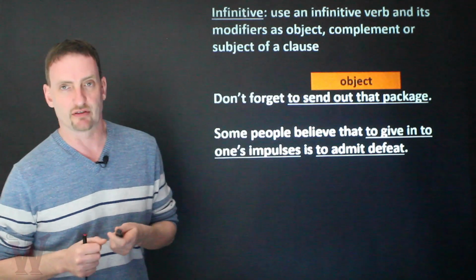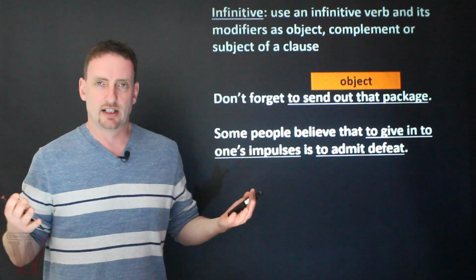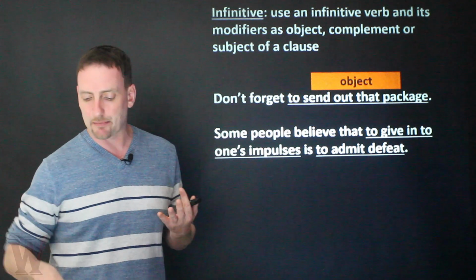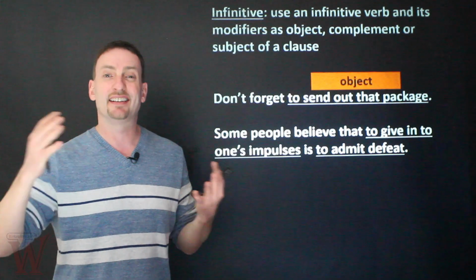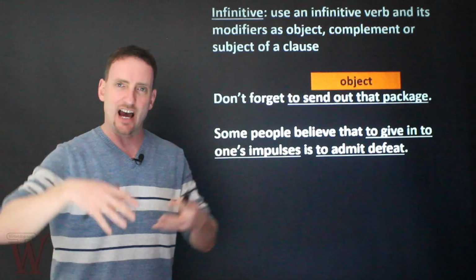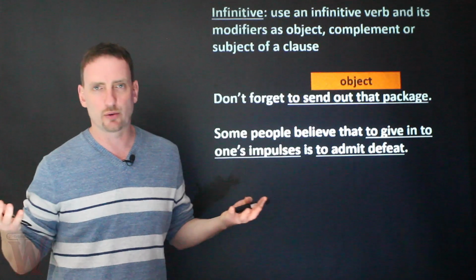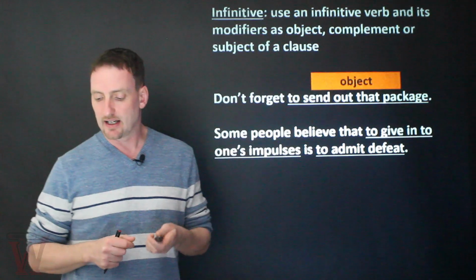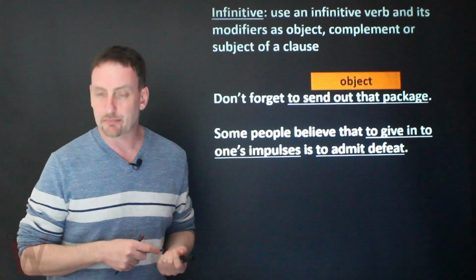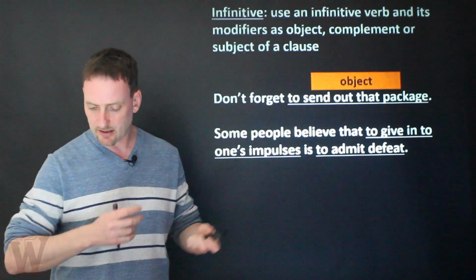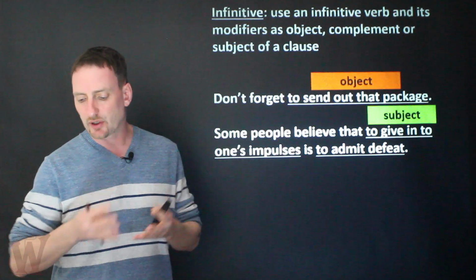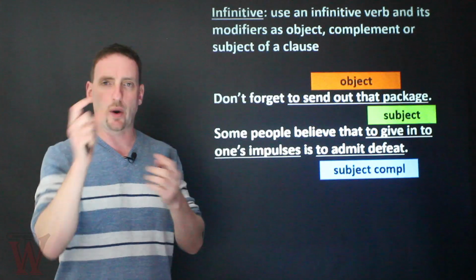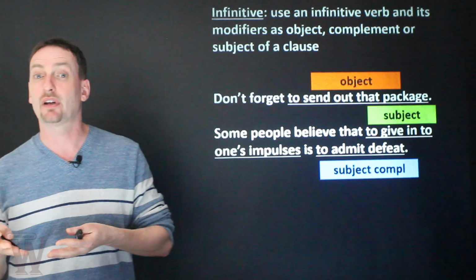Some people believe. Some people believe what? So now I need an object to the verb believe. But look, I notice that I'm starting with that. This is a noun clause. So in the noun clause, I have a clause, I can do whatever I want. I need a subject, I need a verb and object, subject and predicate. That to give into one's impulses, subject, is to admit defeat. And this is a subject complement. I'm equating something is something else, right?